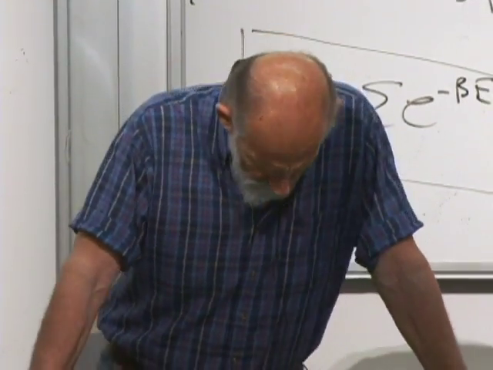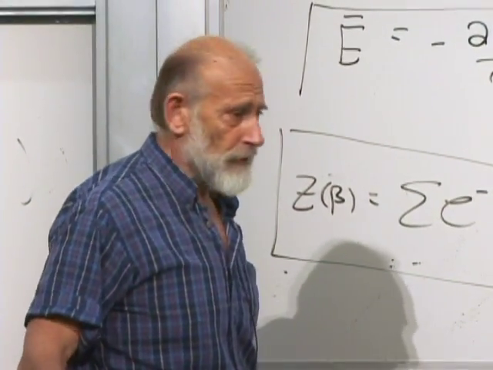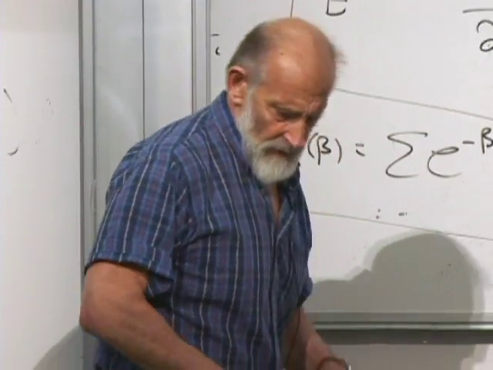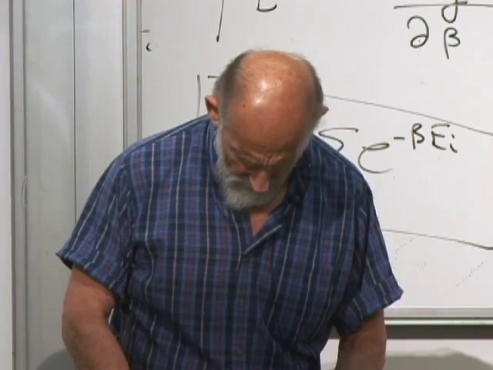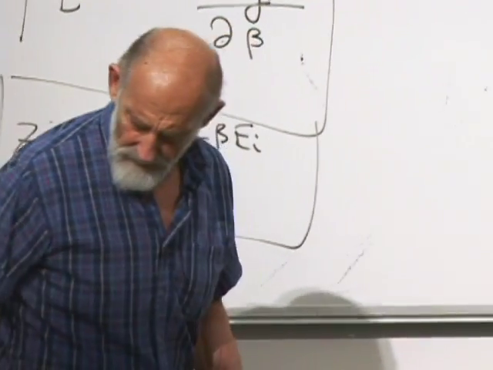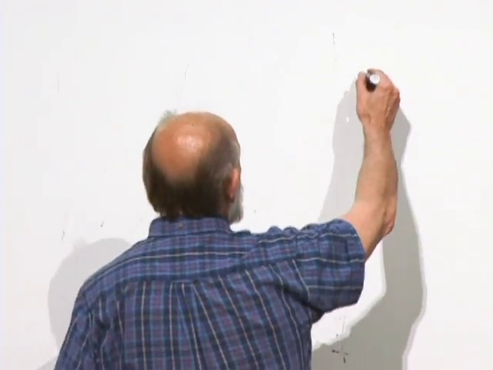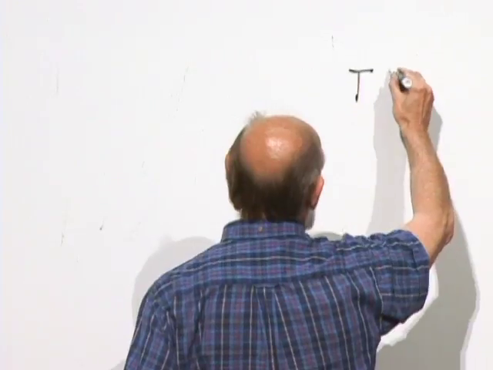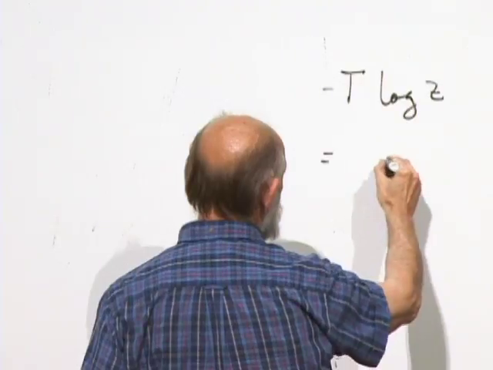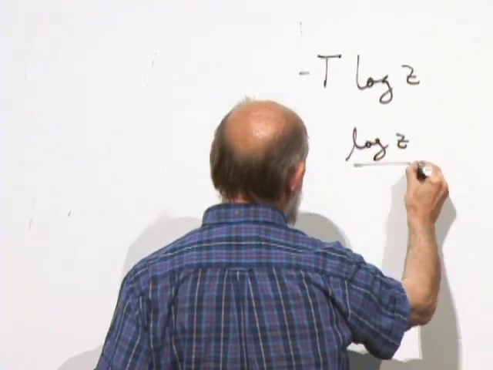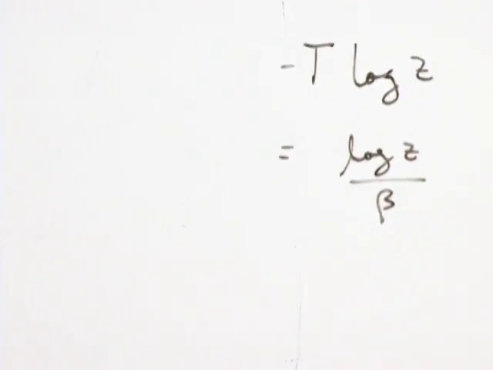Let's see what we're going to... Yes, I told you that the logarithm of z has a special name. Let me just get the signs right. I think T, temperature times the logarithm of Z with a minus sign, which is the same as the logarithm of Z divided by beta. Anybody know what that's called? With a minus sign.